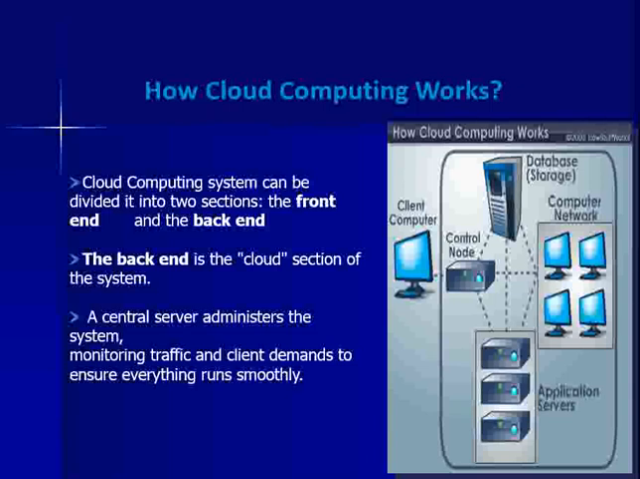The front end of cloud computing is the side the computer user or client sees. The back end is the cloud section, which is the main section of the system. On the back end, there are various computers, servers, and database storage systems, which create the cloud of computing services. A central server administers the system, monitoring traffic and client demands to ensure everything runs smoothly. This server follows a set of rules called protocols and uses a special kind of software called middleware.